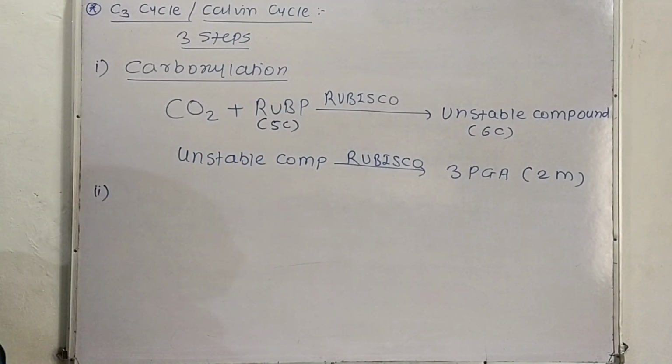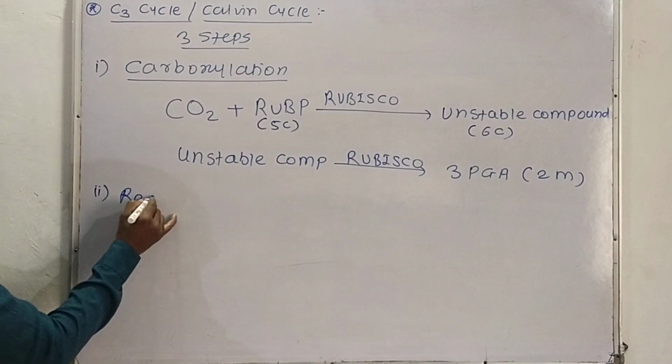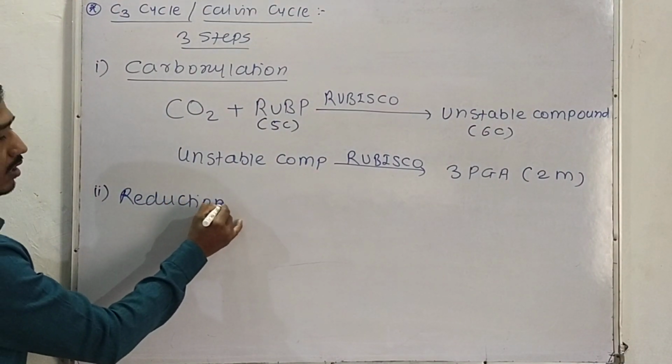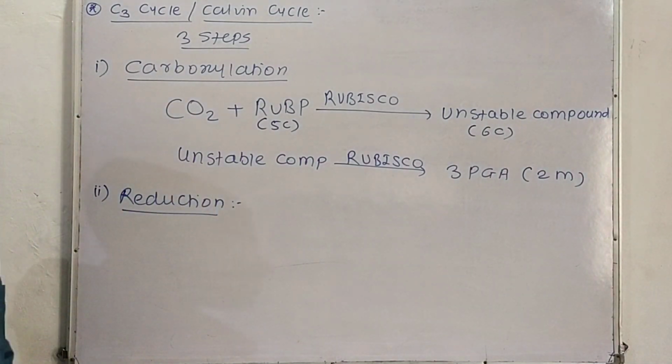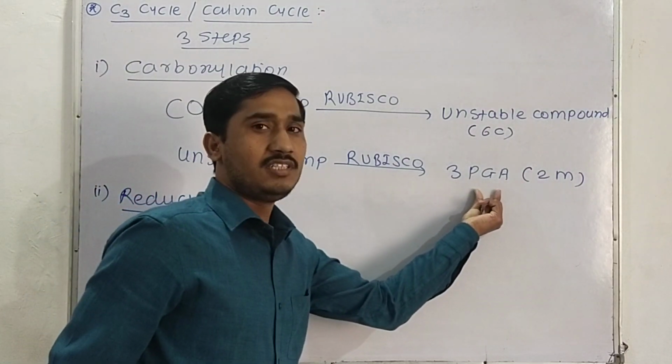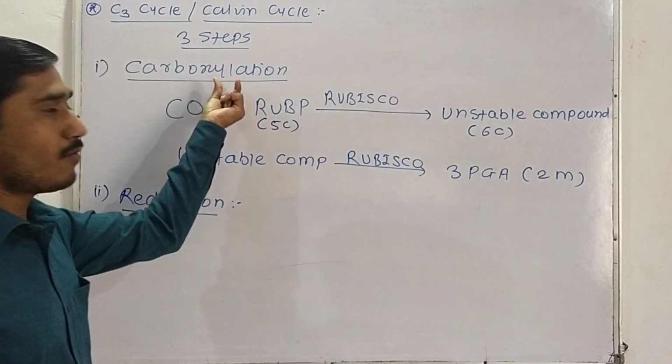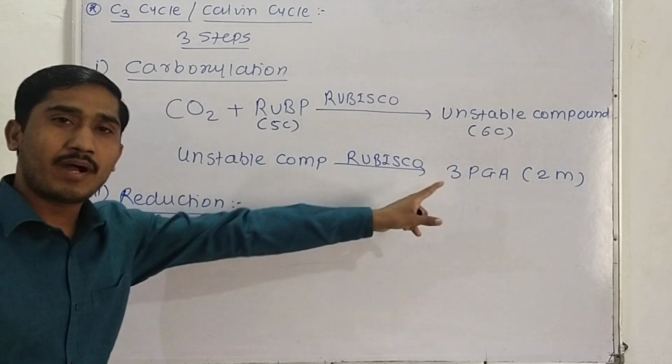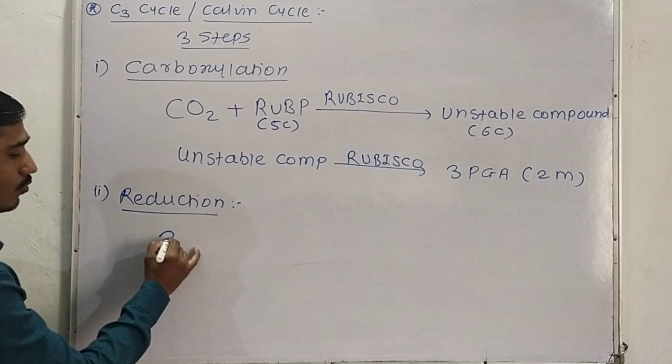Then the second step of the Calvin cycle, that is reduction. In the reduction step, what happens actually? The 3-PGA, which is the end product of the carboxylation process, is going to participate in reduction. So what happens here?